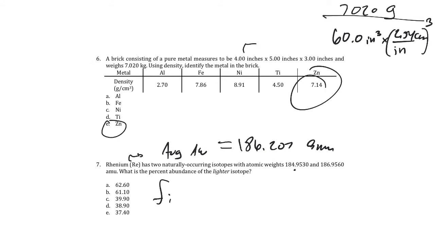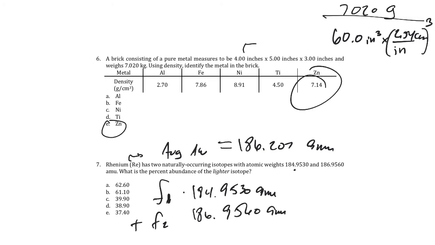So the average atomic weight should be the fraction of isotope 1 times its abundance. So let's go fraction 1 times 184.9530 AMU, and then plus fraction 2 times 186.9560 AMU, that these sum up to 186.207. Okay, so see how the average atomic weight is closer to the 186, further from the 184?